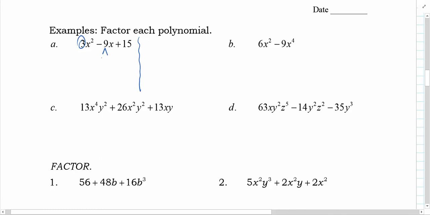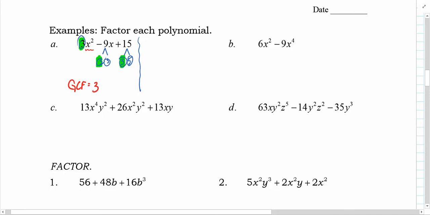The number 9 can be divided into 3 times 3. Those are both prime, so I'll circle them. And the number 15 can be divided into 3 and 5, both prime, so I'll circle them. The piece that they have in common is a 3, so we know that the GCF, the greatest common factor, the numeric portion is 3.